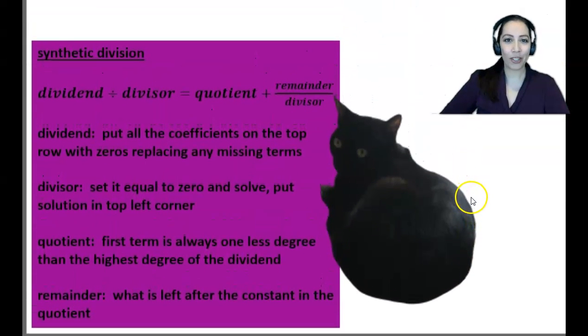I'm here with Chloe for her latest tips and tricks. She wants you to know that when you are doing synthetic division, you take the dividend divided by the divisor, and that always equals the quotient plus the remainder over that original divisor.